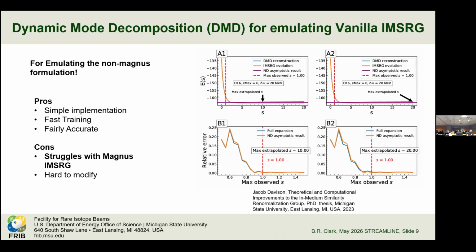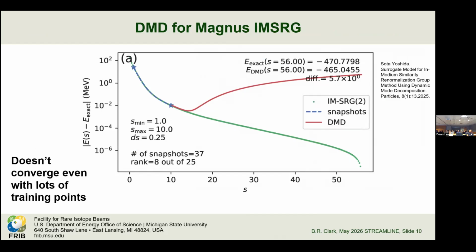And you can also see that even if you take more training data, it doesn't improve that much. It's already pretty good. So what that means is using very little data, we could forecast the flow of IMSRG pretty well for direct flow. And it works great. I mean, it had a simple implementation, trained fast, and was pretty accurate. However, dynamic mode decomposition does not work for Magnus IMSRG.